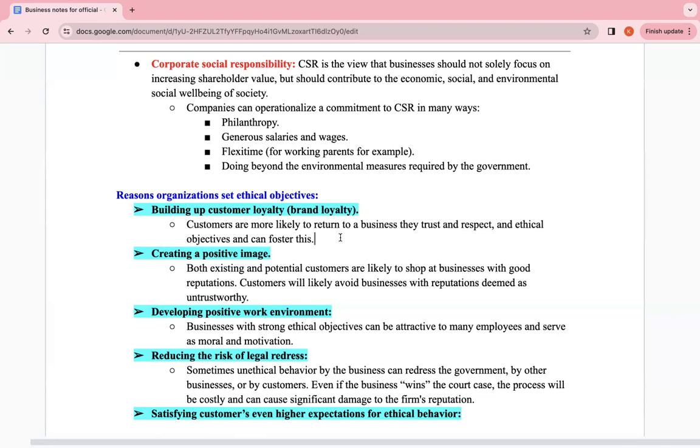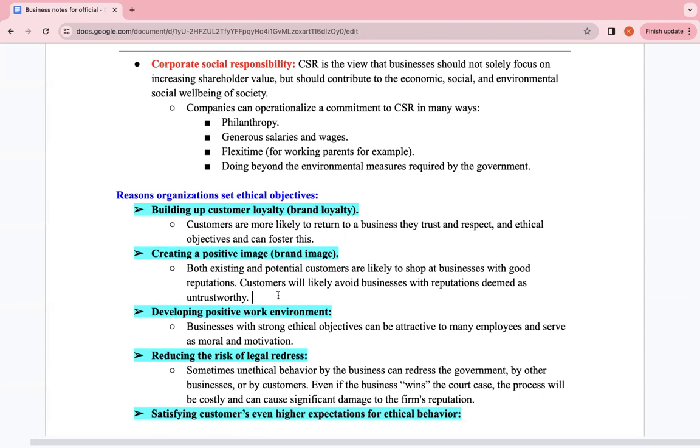Creating a positive image. So again, brand image. These are all keywords from chapter 4, but it's extremely crucial to write these in your answers, especially as a DP2 student wanting to review for their exams. Both existing and potential customers are likely to shop at businesses with good reputations. Customers will likely avoid businesses with reputations deemed untrustworthy. Like I said, if they don't trust the business, this is going to be a big problem for them.